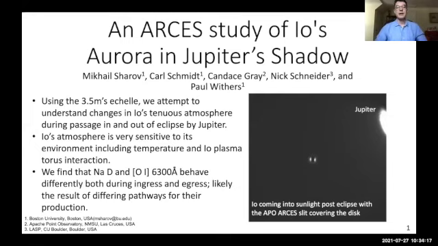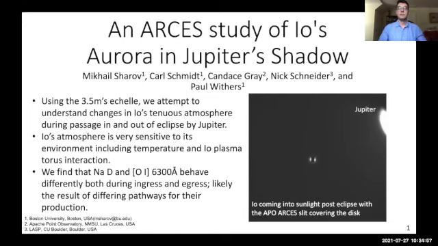Today I'm going to be talking to you about an ARCIS study of Io's aurora in Jupiter's shadow. We use the 3.5 meter telescope with the Echelle spectrograph to look at Io's tenuous atmosphere as it goes in and out of eclipse. This is an interesting study because Io's atmosphere is super sensitive to temperature, Io plasma torus interactions, etc. So we really want to know what's going on with the atmosphere, and the eclipse is a good way to determine how it forms and what supports it.